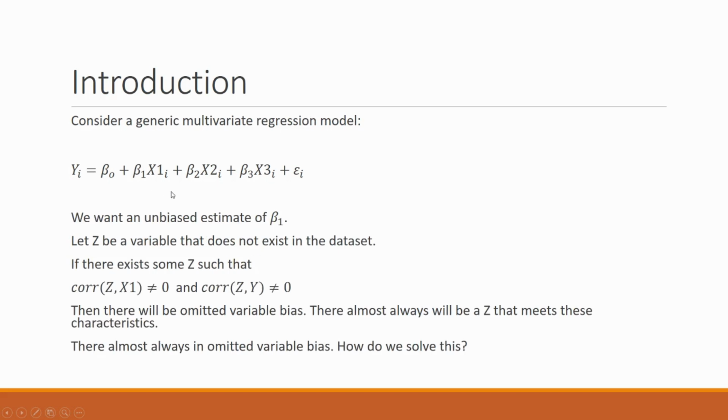But the omitted variable bias problem is that if we have a variable that is missing from the data set, or at least missing from the regression, so z here. If there exists some variable z that is omitted from the regression, and this variable z is correlated with x1, and it is correlated with y, then there will be omitted variable bias. Our problem is that there's almost always a z. There's almost always something that we're missing. So we're almost always going to have omitted variable bias. How do we solve this?